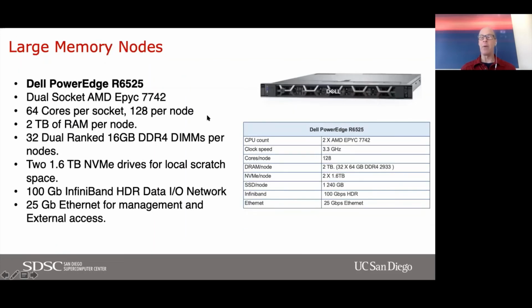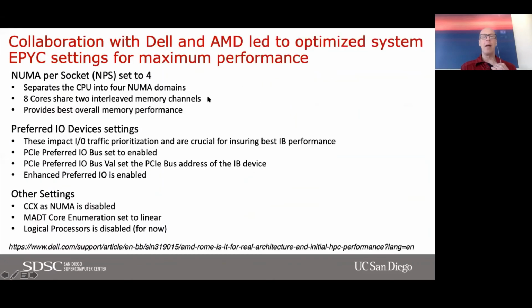And then we have a few of these large memory nodes. They look a lot like the standard CPU nodes, except loaded up with a lot more memory. They're the same processors, those 64 core AMD CPUs, and 2 terabytes of memory. I won't get into the details here, but basically we have the system tuned for HPC workloads.